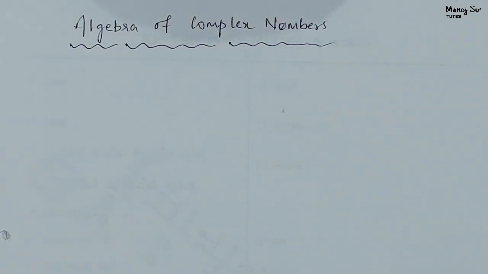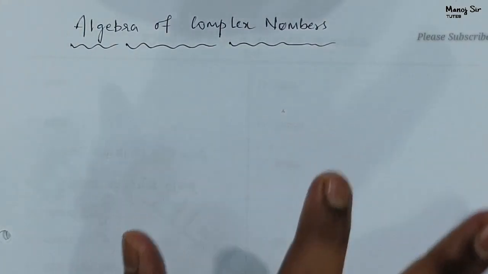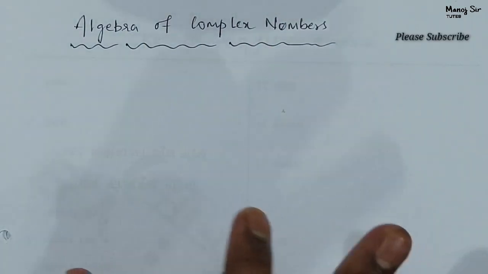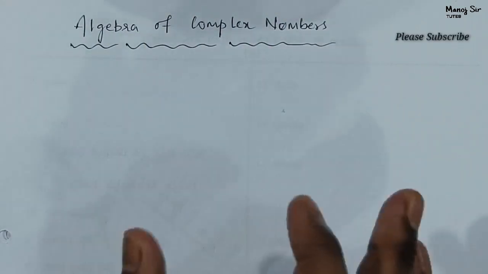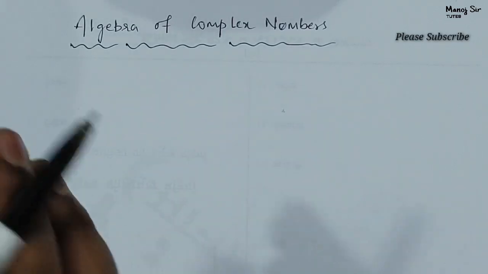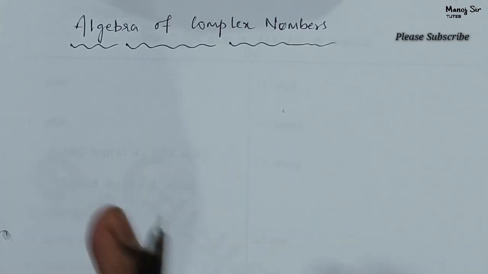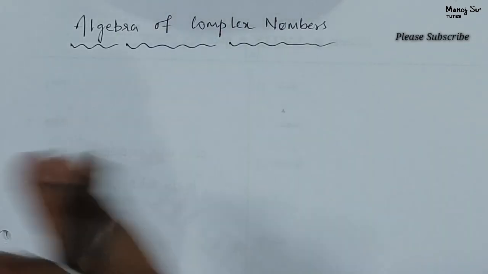Welcome to video number 2 of complex numbers, where we are going to study a new topic, that is algebra of complex numbers. Basically, when you have two complex numbers, then how to find the addition of two complex numbers, subtraction of two complex numbers, multiplication and division of complex numbers. We will see in detail.